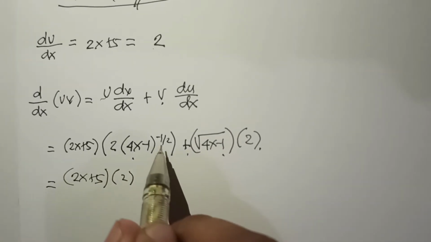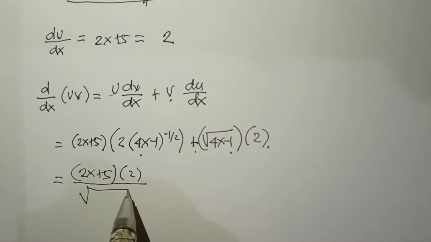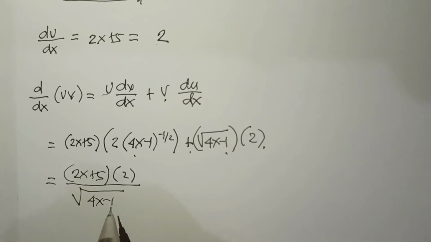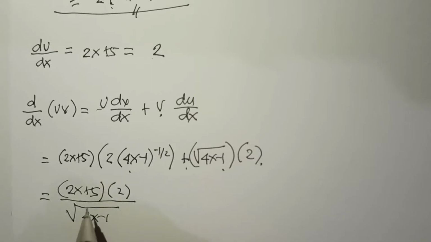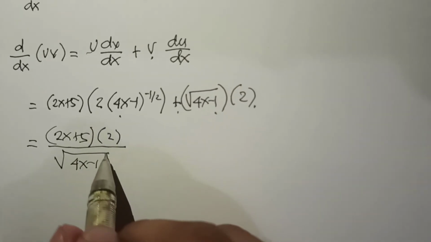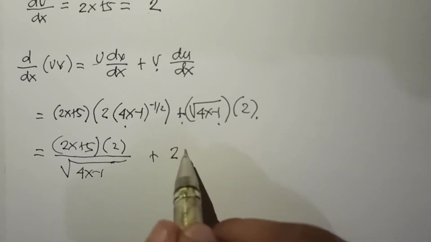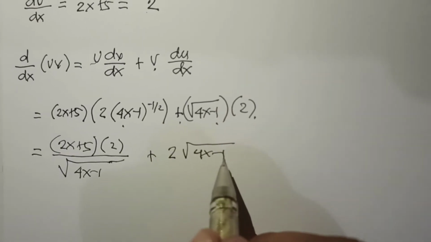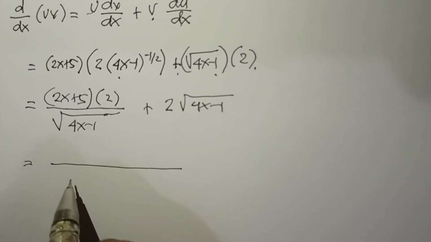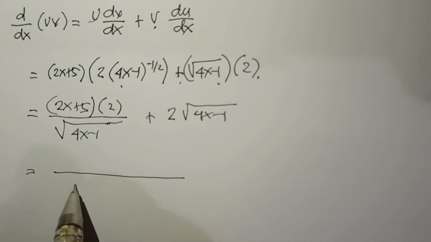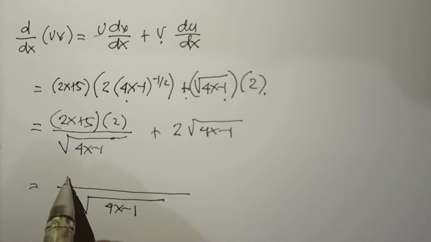Okay, then since this is a negative exponent, we can have square root of 4x minus 1, right? Because negative 1/2 is a square root, then it should be at the denominator part. So plus 2 square root of 4x minus 1. So next we have to get the LCD of this one. So find the LCD. We have 4x minus 1. So we have to copy this.